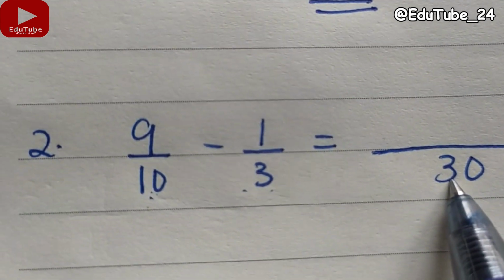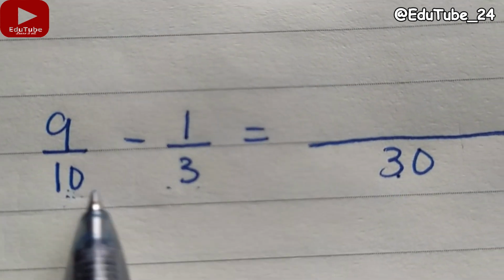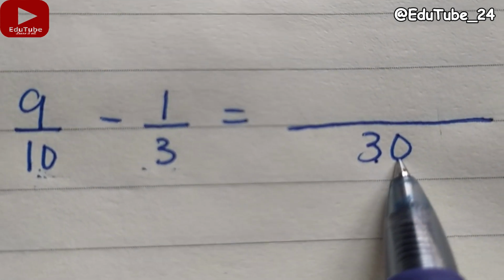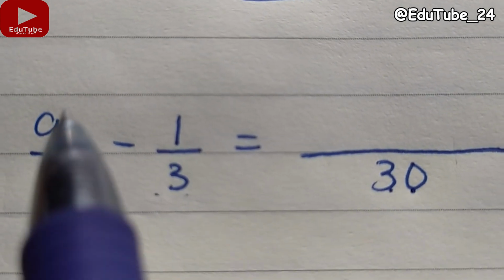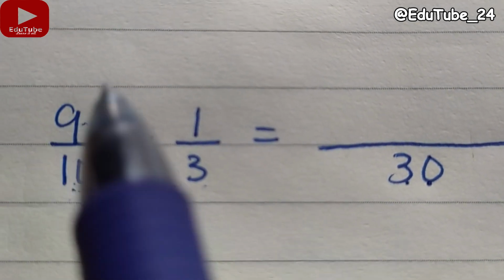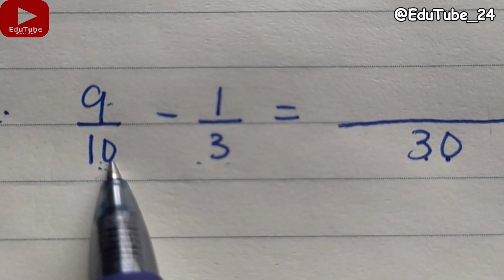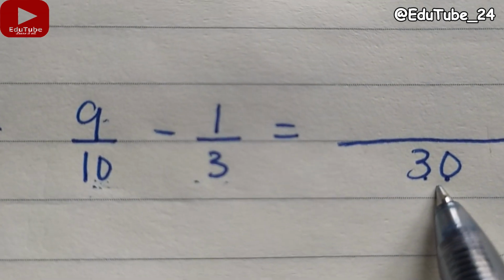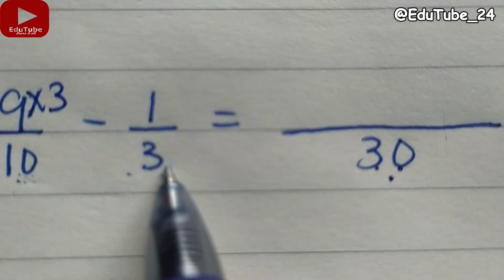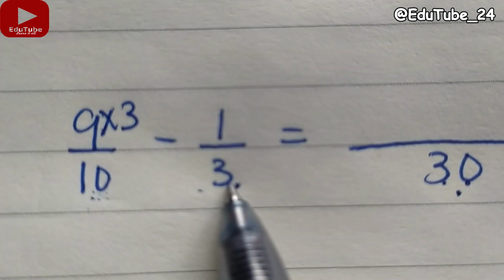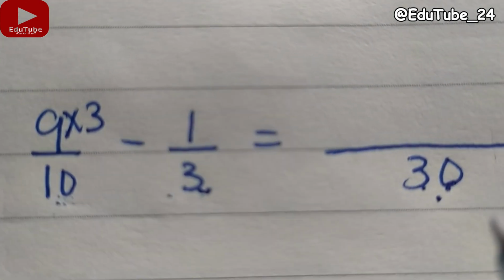So now the next thing is to use each denominator to divide our common denominator, and whatever answer I get, I will use it to multiply my numerator. So doing that, I will say how many 10 goes in 30, and I will get only 3. So I will say 9 times 3. And then the next fraction, which is 1 over 3. So how many 3 goes in 30? I will have 10. So I'll basically say 1 times 10.